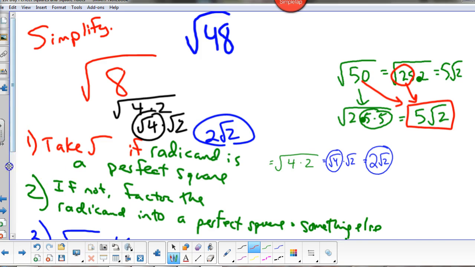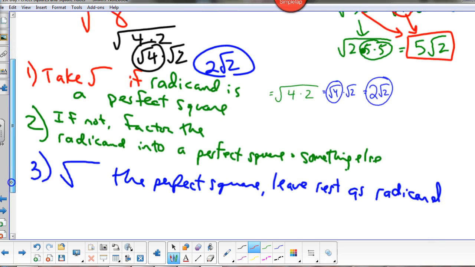So if we're going to simplify a radical, we're going to take the square root if the radicand is a perfect square. If the radicand is not, we're going to factor the radicand into a perfect square factor times something else. And then we'll square root the perfect square part and leave the rest as the radicand.